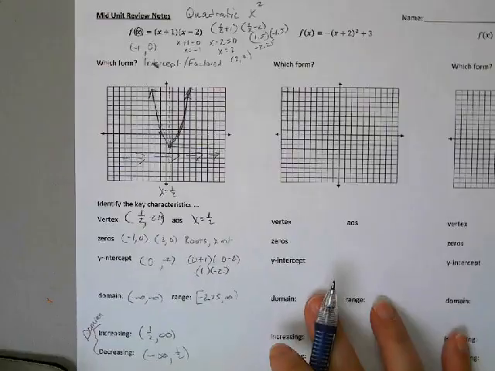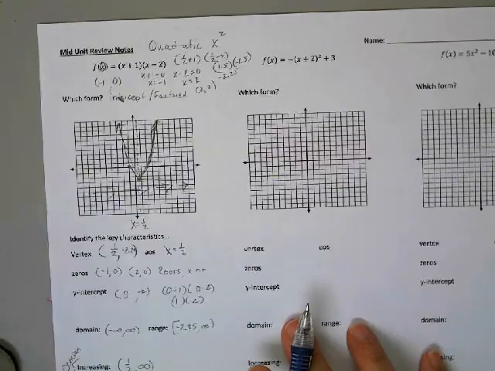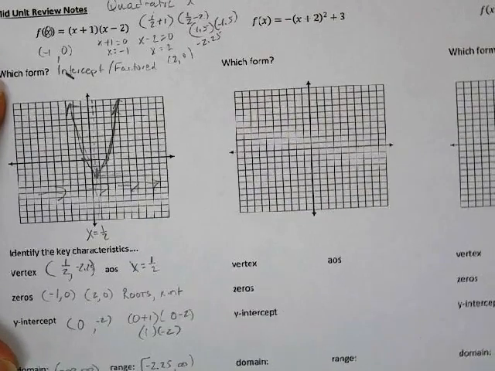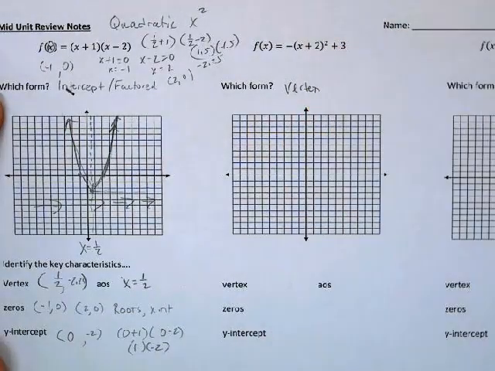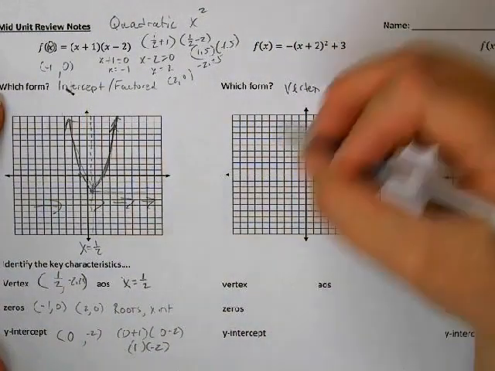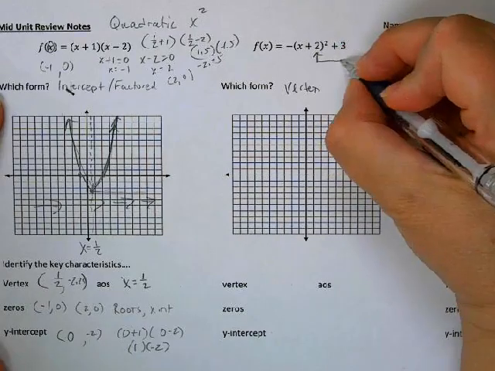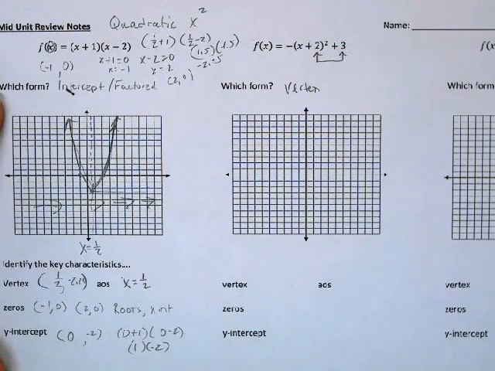Let's talk about the next form, which is my favorite, the vertex form. I love the vertex form because just by looking at it, I can easily see the vertex. The vertex is found by using these two values.